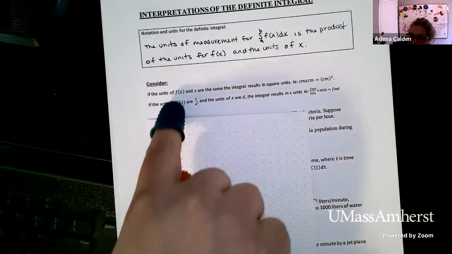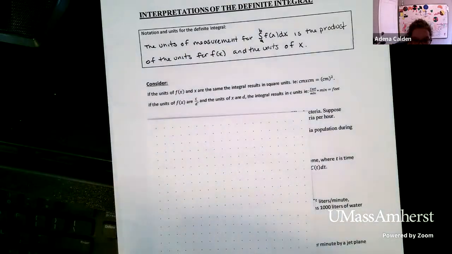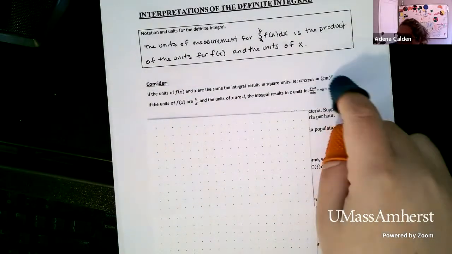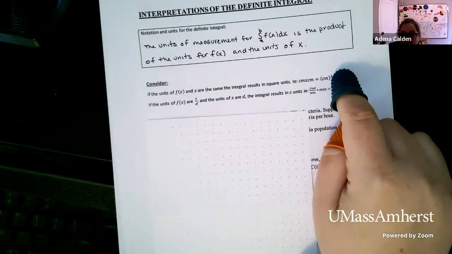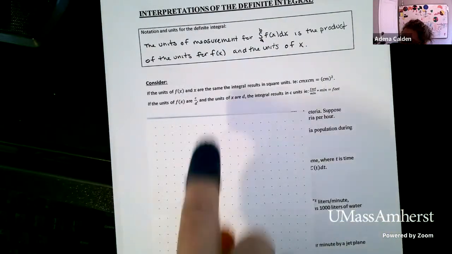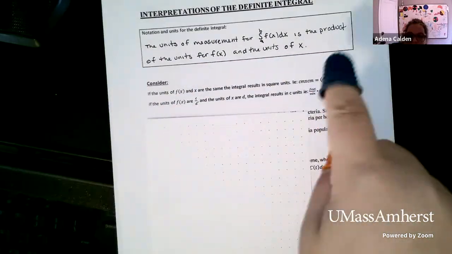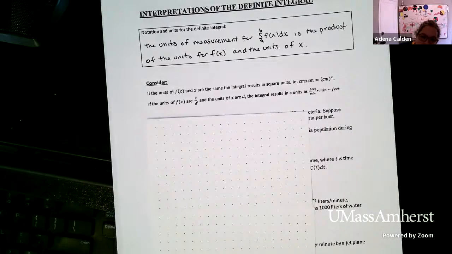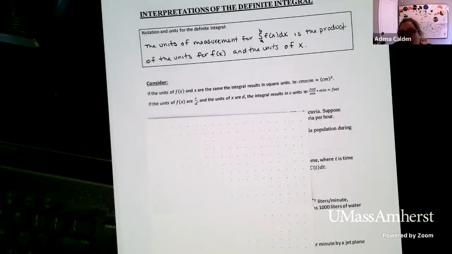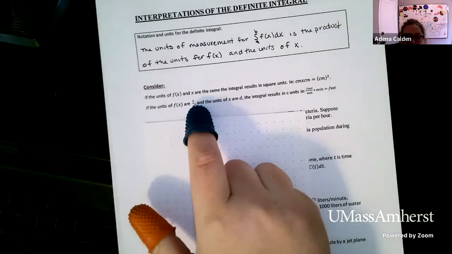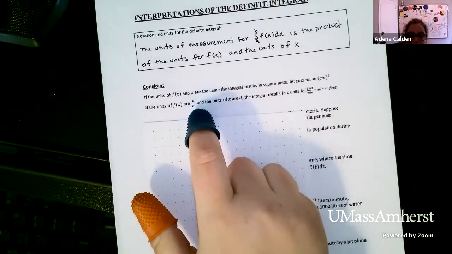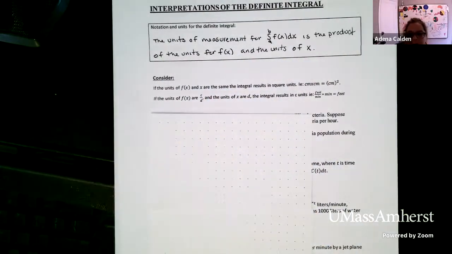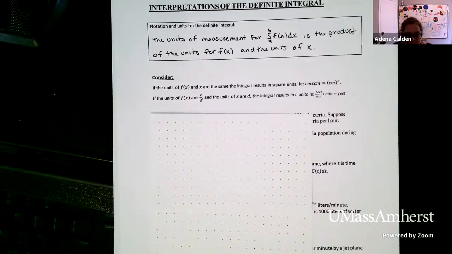If the units of f of x are centimeters and x is centimeters, they're the same, then the units of the integral become centimeters squared. So if you have two of the same units, it becomes that unit squared. That happens not quite as often as our next scenario, which happens the majority of the time, where the units of f of x are some sort of ratio, c over d. That might be miles per hour, feet per second, gallons per year. Something per something.